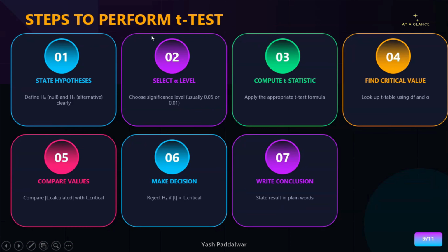Now, just to summarize, the steps to perform t-test are as follows. First you state the hypothesis, then select the alpha level, that means your level of significance, which is defined by experts of that particular domain. Compute the t statistics in the third step, then find the critical value from the t table using the df, that is degree of freedom, and the level of significance. Fifth is the comparison of the values between the t critical and t calculated. Sixth step is to make the decision whether to reject the null hypothesis or to accept it. Seventh step is to write the conclusion, state results in plain words.